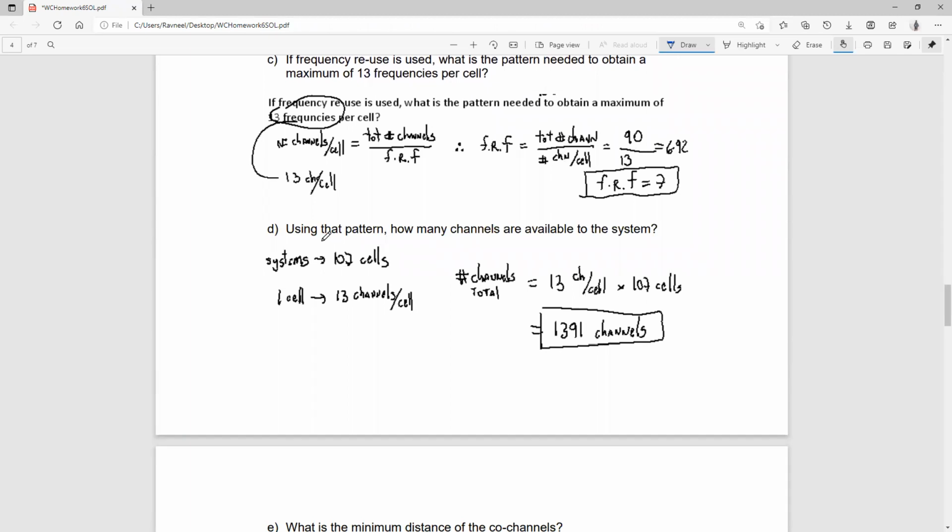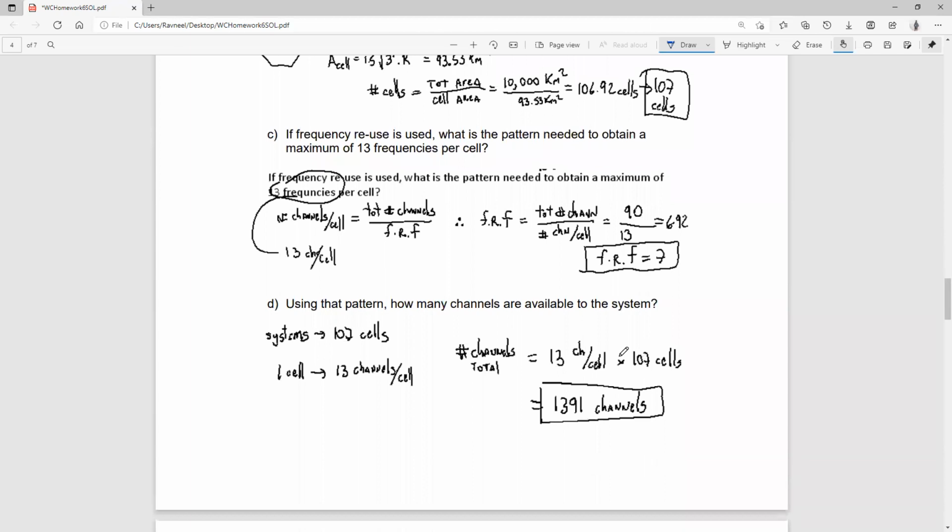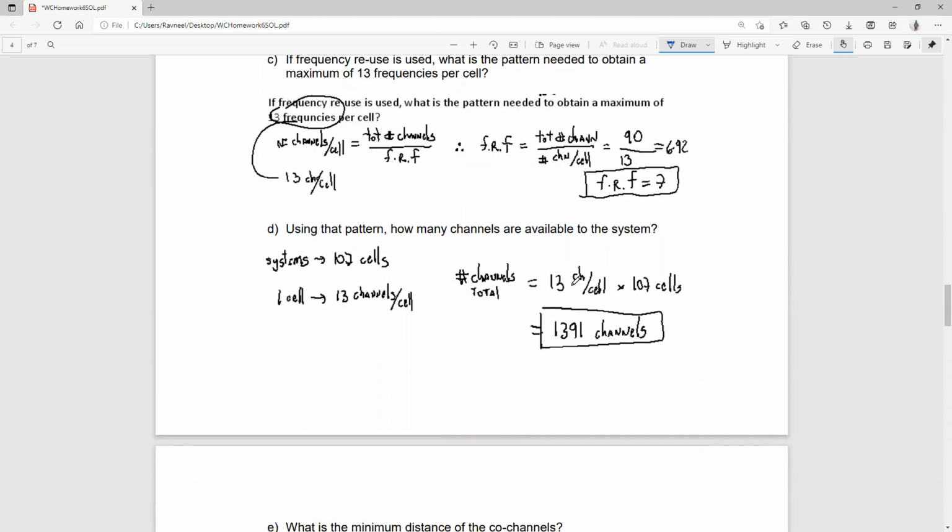So using that pattern, how many channels are available to the system? The number of channels in total is basically given by 13 channels per cell, and how many cells are there within this particular area? In this particular area, there are 107 cells, and each cell covers 13 channels. So 13 channels times 107 cells is equal to 1,391 channels, right? Okay.